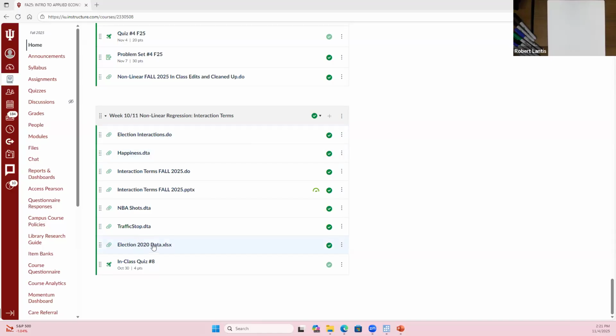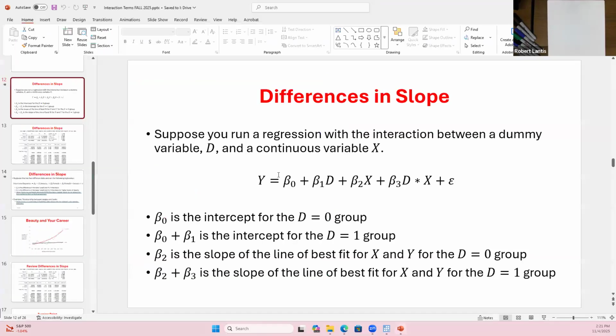Otherwise, I did add one thing that wasn't up there before, which was this election data, which we might use today. I think we'll have time. If not, we'll probably use it on Thursday. So this do file and the PowerPoint slides that we were working with last Thursday, that's where we're going to start. So unless there are any other questions for me, we'll dive right into it today.